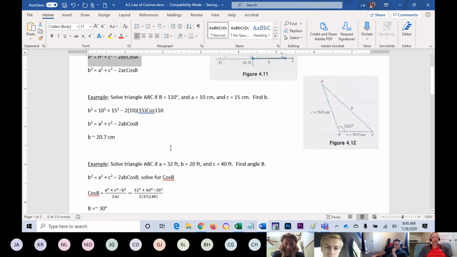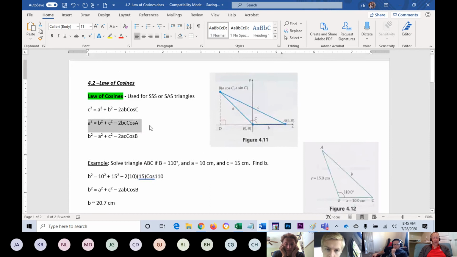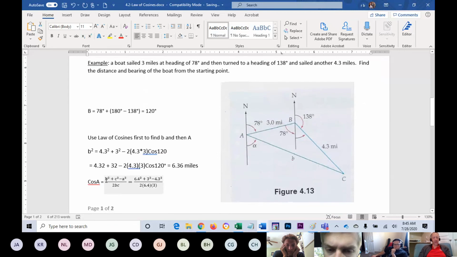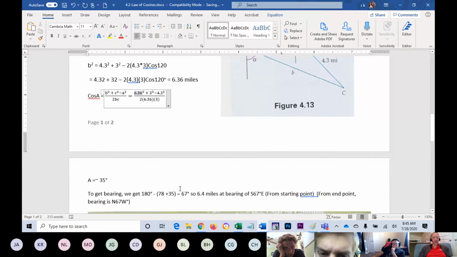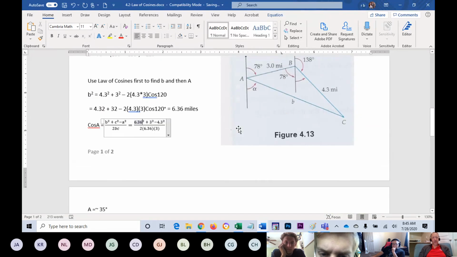Right. So what I've done is I've just taken this middle formula right here and I've solved it for the cosine of A. So the cosine of A is going to be B squared plus C squared minus A squared, all divided by 2BC. I probably should have left that at 6.36. In fact, I'm going to, so that I'm a little bit more accurate. So your A is going to be about 35 degrees.